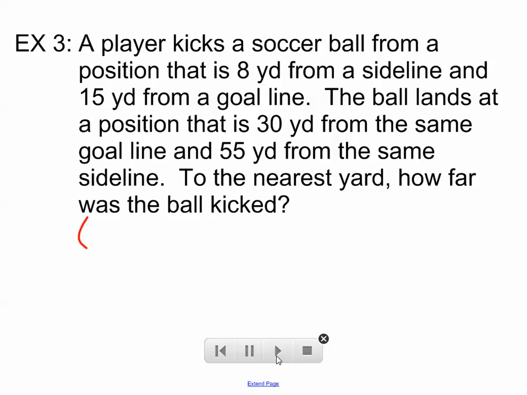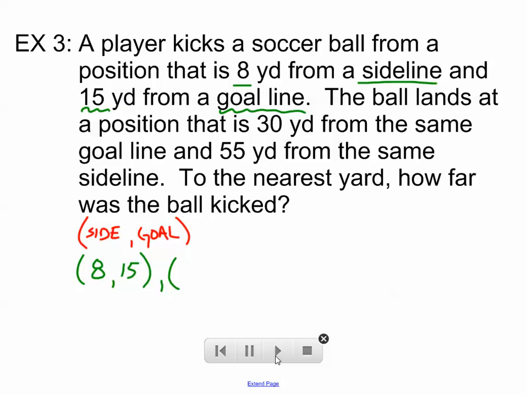Well, they've just given me some ordered pairs here. I'm going to set this up, instead of x, y, as distance from sideline and distance from goal line. The first time, when the player kicks the ball, he's 8 yards from the sideline and 15 yards from the goal line. Then the ball lands 55 yards from the sideline, order is important here, and 30 yards from the goal line.